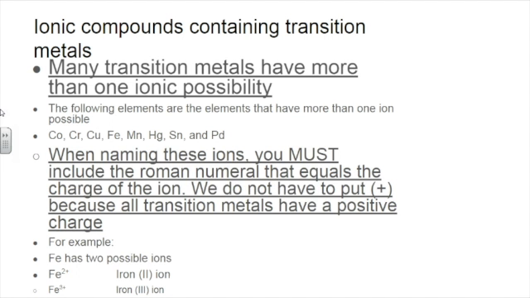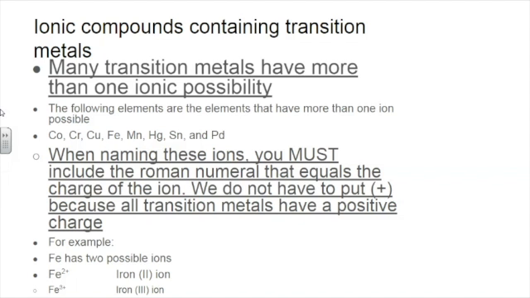So ionic compounds that contain transition metals are a little bit different than all the others. Many transition metals have more than one ionic possibility. The following elements have more than one: Co, Cr, Cu, Fe, Mn, Hg, Sn, and Pd. Those are the most common ones, meaning there's a possibility of more than one different charge. You can't just look at the periodic table and figure out what the charge is.